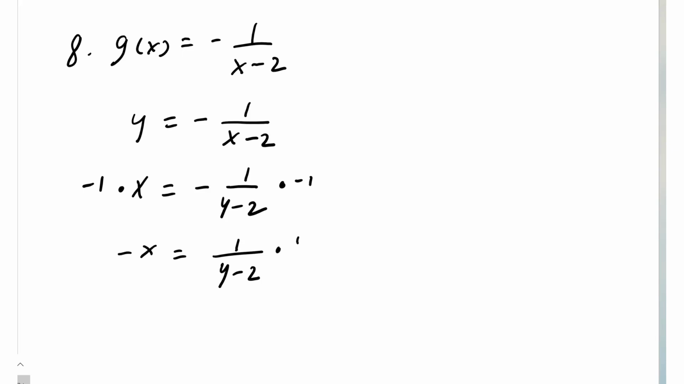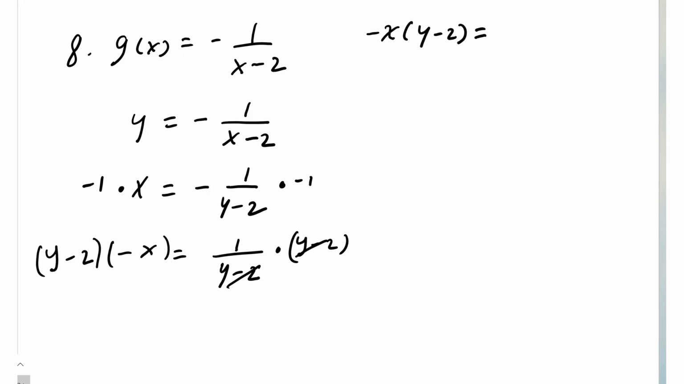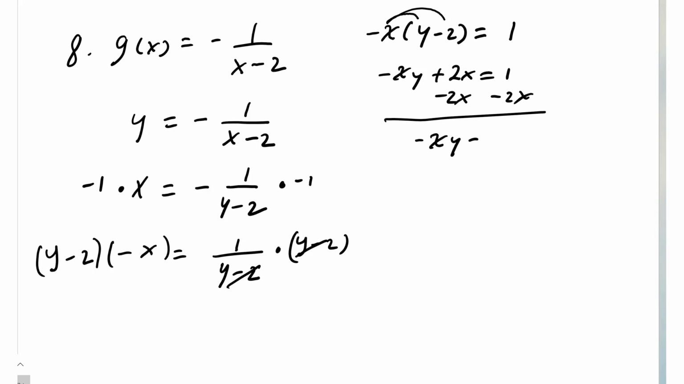So the next step is to multiply by y minus 2 to both sides. So these two cancel. So you have negative x times y minus 2 equals 1. You have negative x times y. Negative x times negative 2, so it's negative xy plus 2x equals 1. Subtract 2x from both sides. So you have negative xy equals 1 minus 2x, and then divide by x. So y equals 1 minus 2x over negative x.